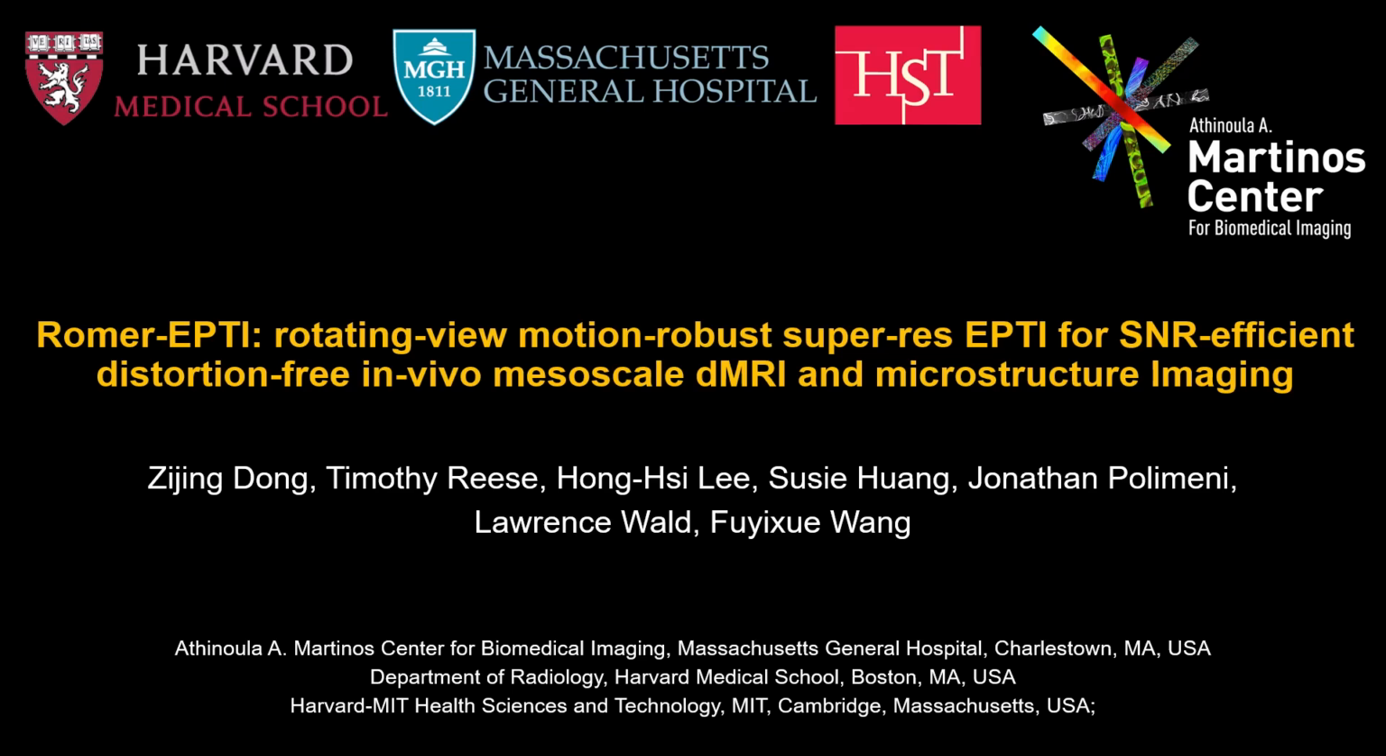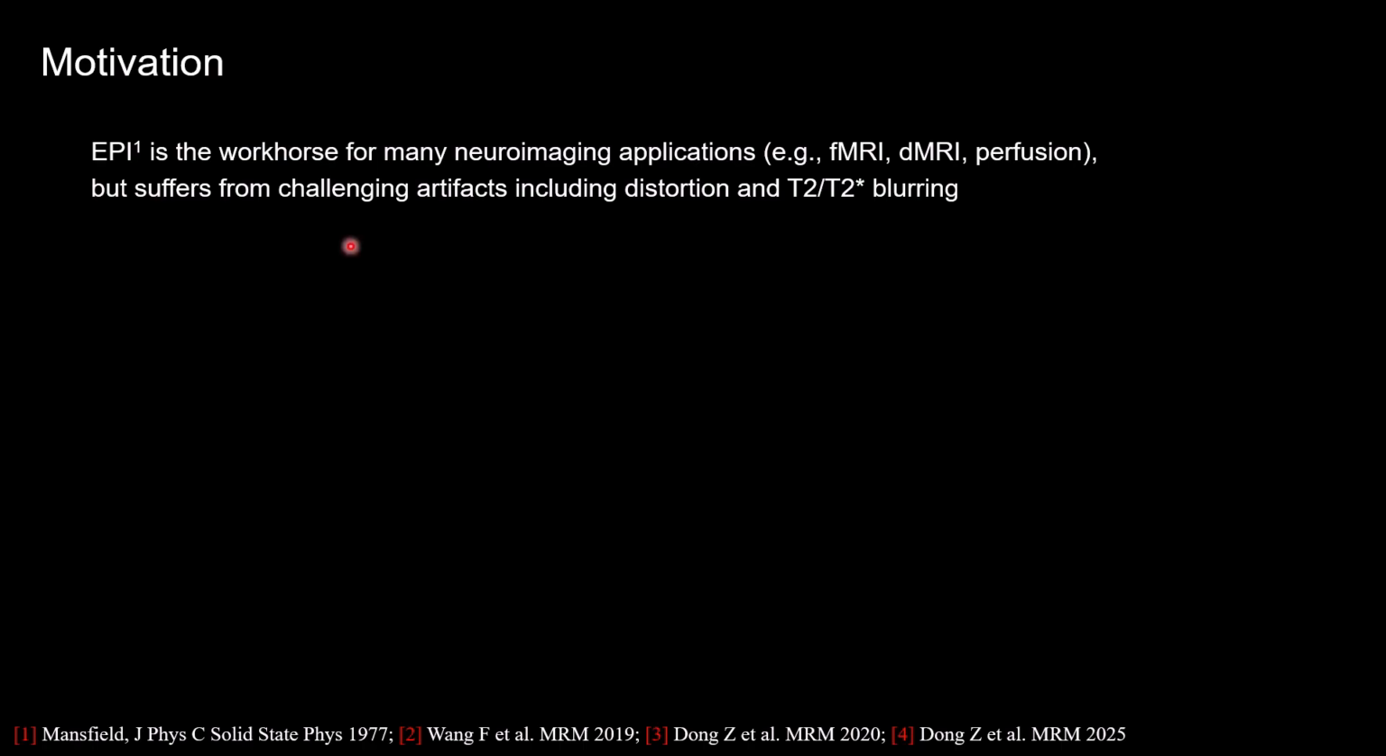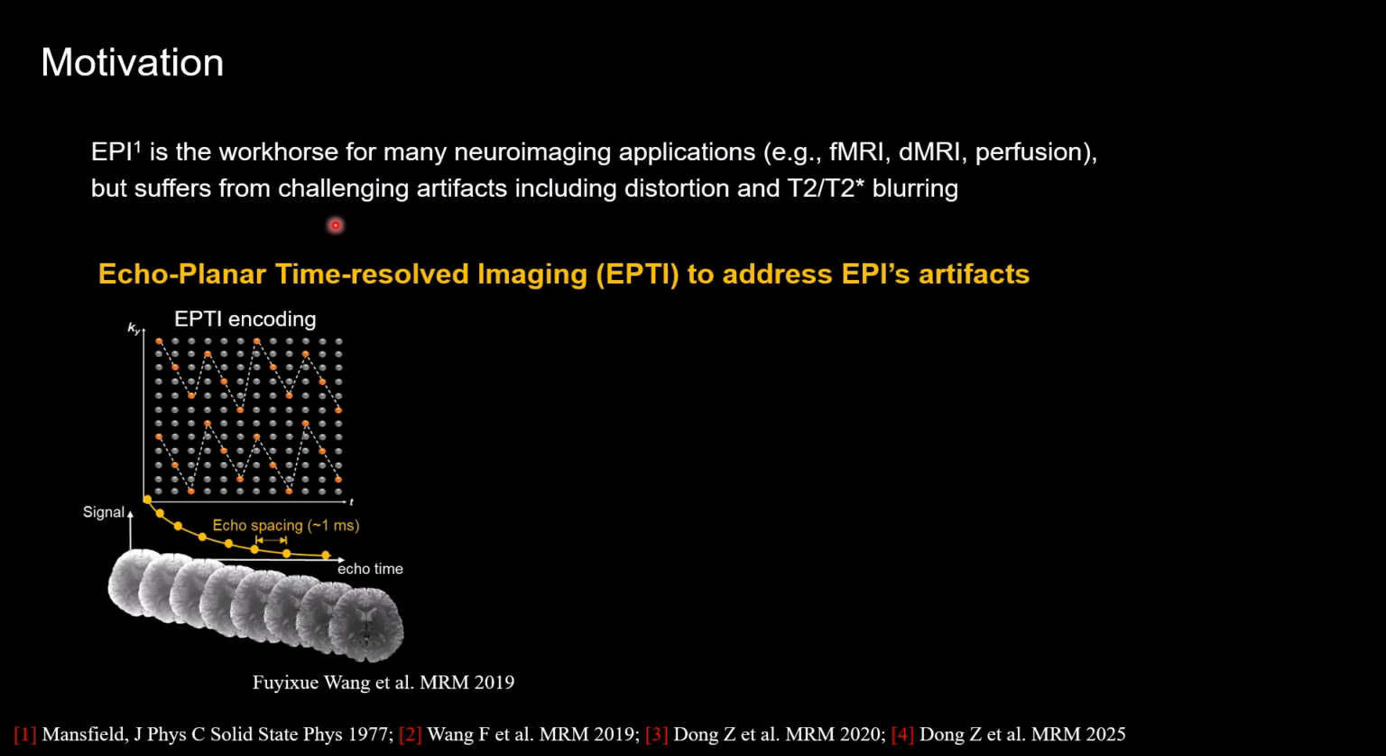Here I'm going to be presenting a new acquisition technique named Romer-EPTI. EPI is the workhorse for many neuroimaging applications, but suffers from challenging artifacts including distortion and blurring.